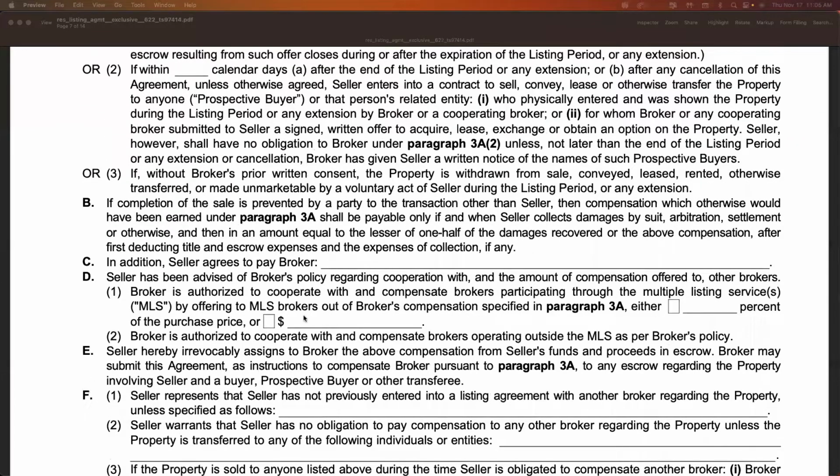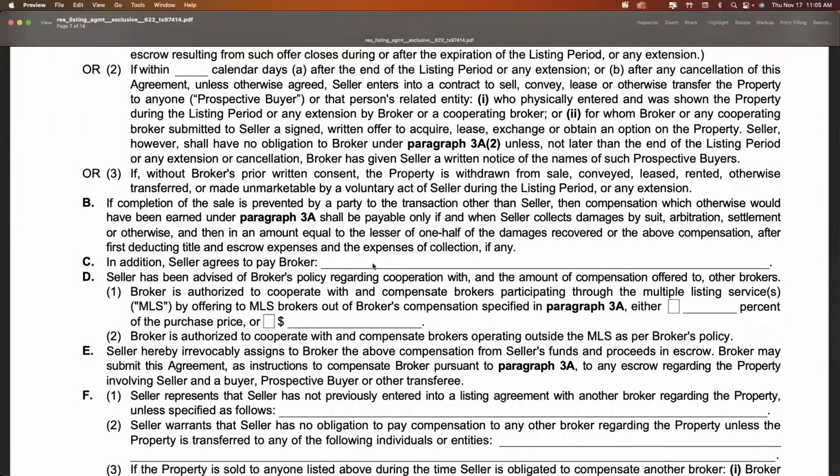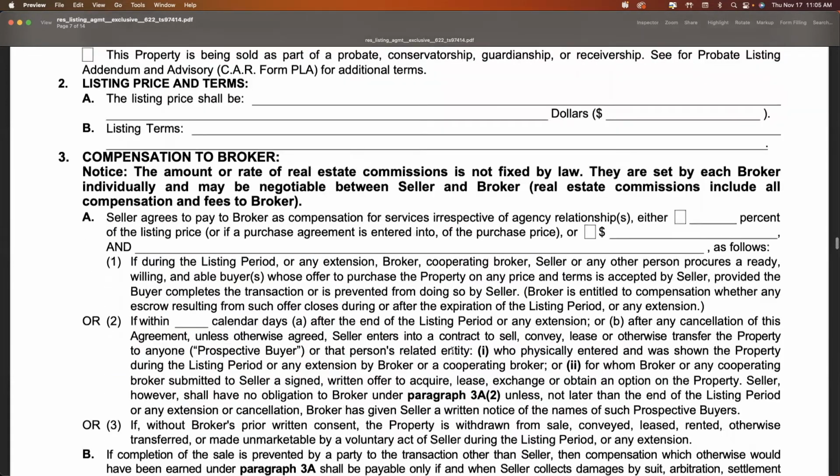If we are now moving on from that, we could also put in here if there was some kind of a bonus. Paragraph 3C would be how they're going to pay you a bonus, or they're going to pay for the transaction coordinator commission, which is the $275 that we charge, right? That's what would go into that. In addition, seller agrees to pay broker anything above and beyond that original commission that was agreed upon in paragraph 3A.